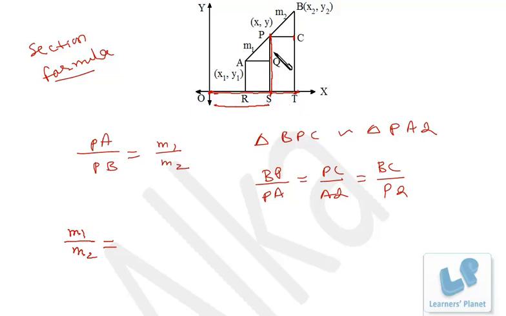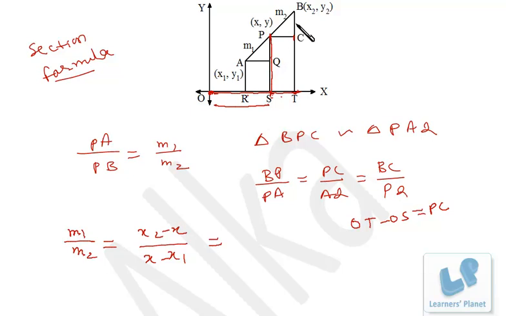So ST, that is equal to PC, will be OT minus OS, right? OT minus OS, that is PC. Okay, so OT is x2 and OS is x. So PC will be x2 minus x, right? Now AQ will be equal to this length, that is x, minus OR, that is x1. So that is x minus x1, which is equal to BC by PQ.